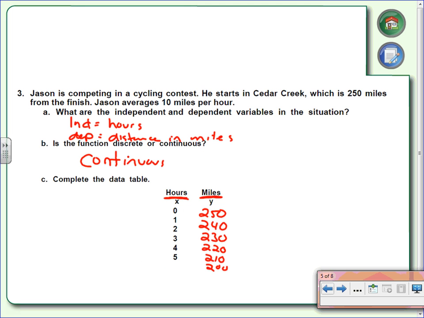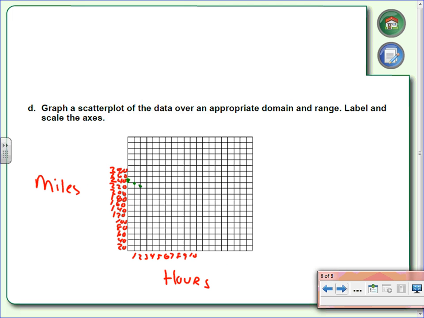The next one is 3 and 220. The next one is 4 and what? 210. 220. 210, I meant. 210. I'm all confused. And then the last one we had was 5 and 200.